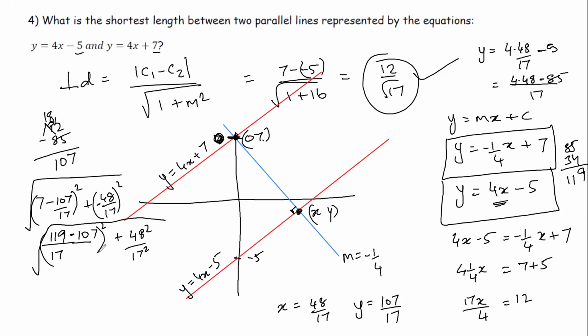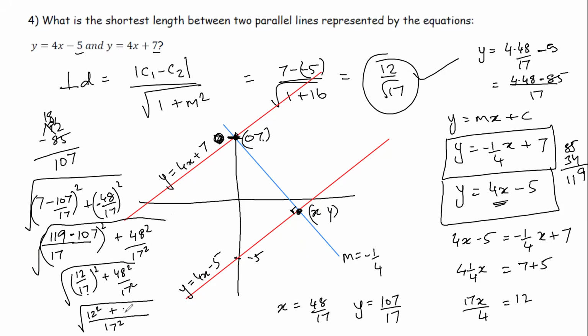So 119 minus 107 is 12. So I get the square root of 12 upon 17 squared plus 48 squared upon 17 squared, the whole thing under the root. Now out here, 17 squared is common. So out here I get 12 squared plus 48 squared.